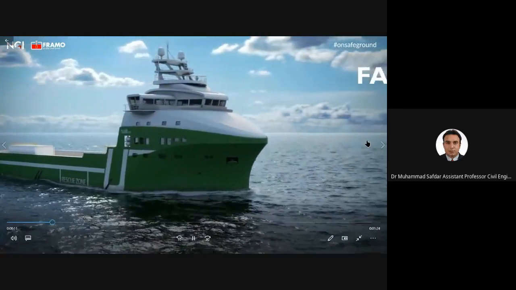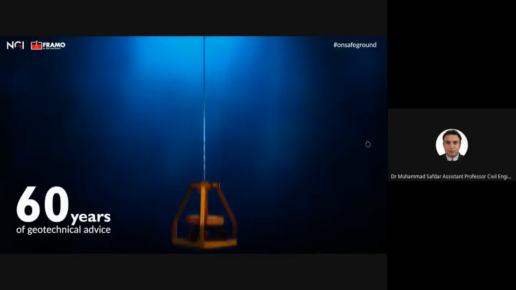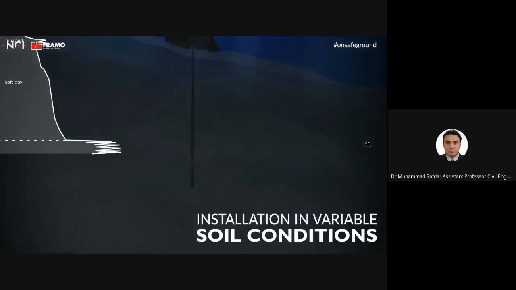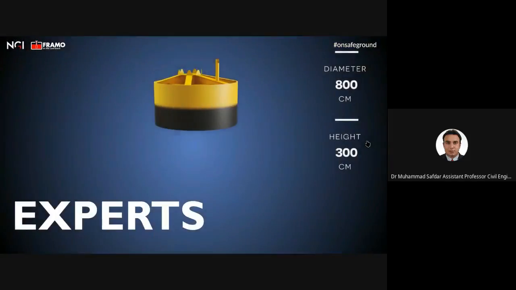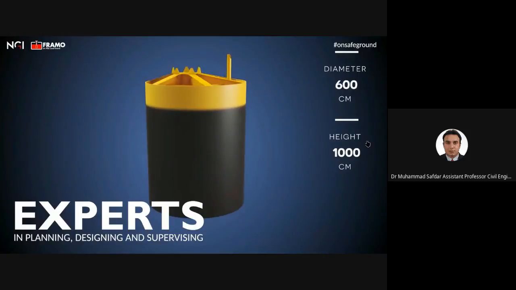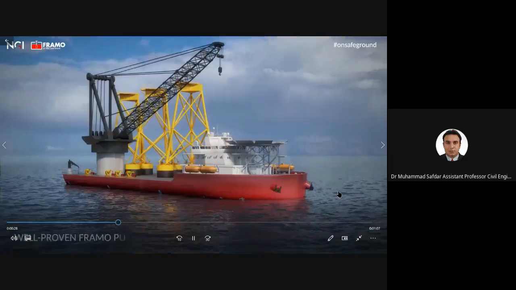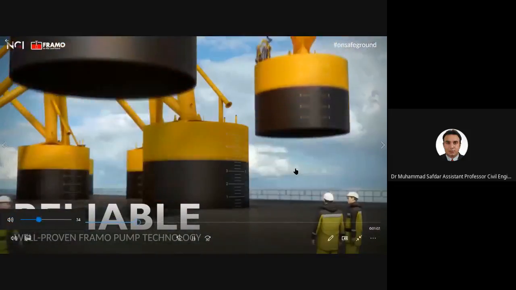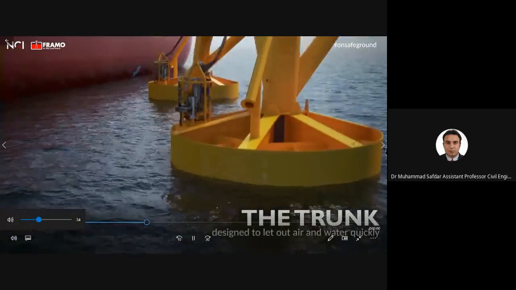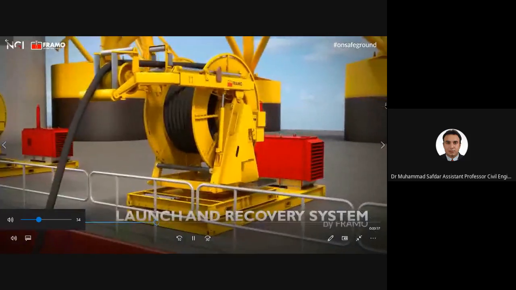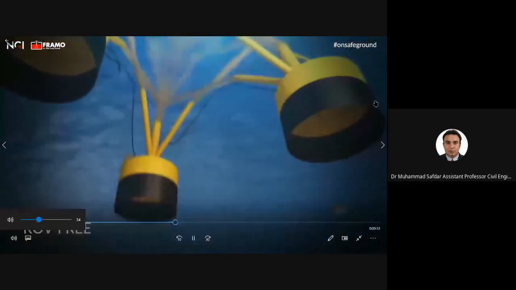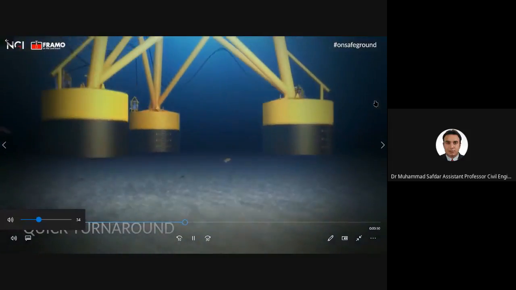So these are different types of foundations which are installed in the offshore environments, and significant research has been done to construct wind farms and wind turbines in the offshore environment in order to avoid the noise issues. So these are also part of foundation engineering, and geotechnical engineers are hired to do these kinds of jobs.